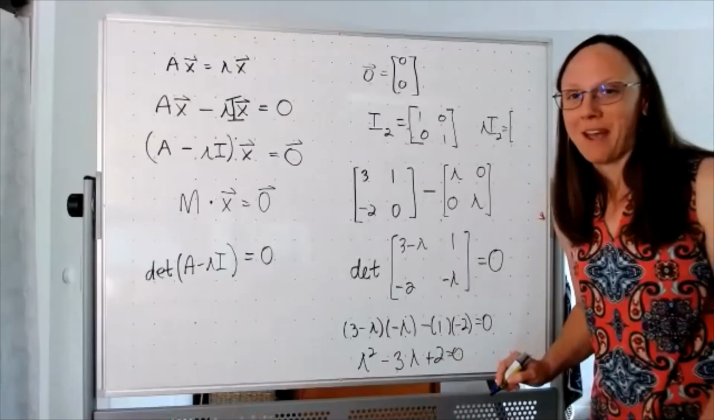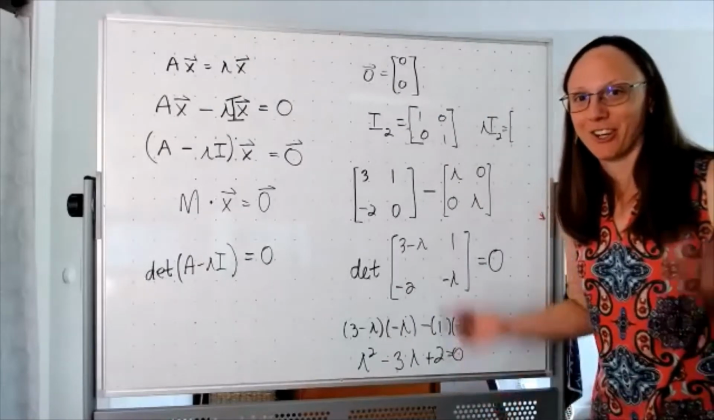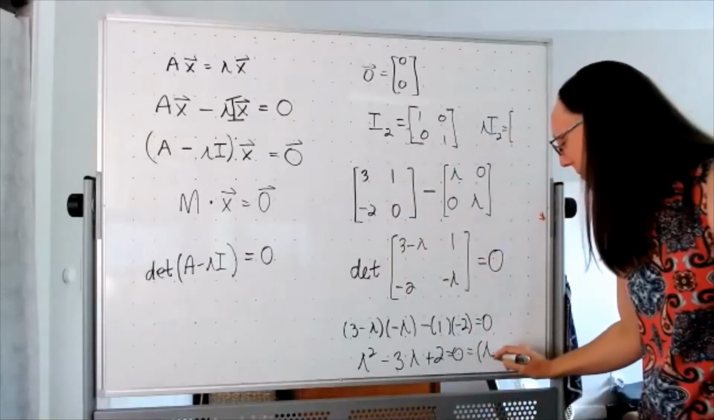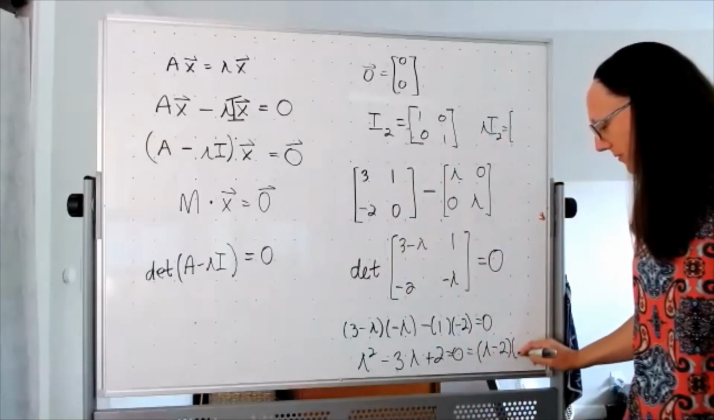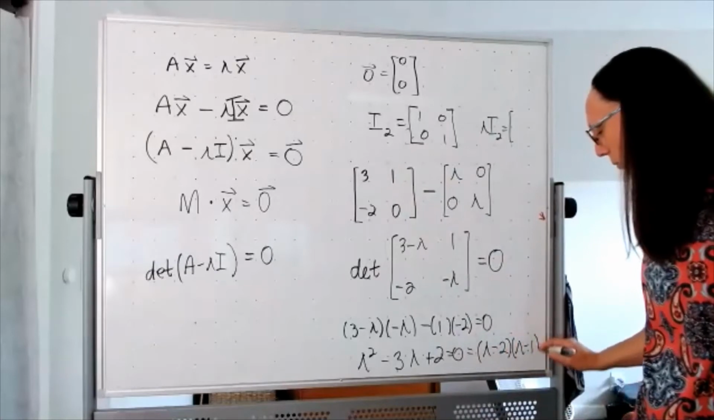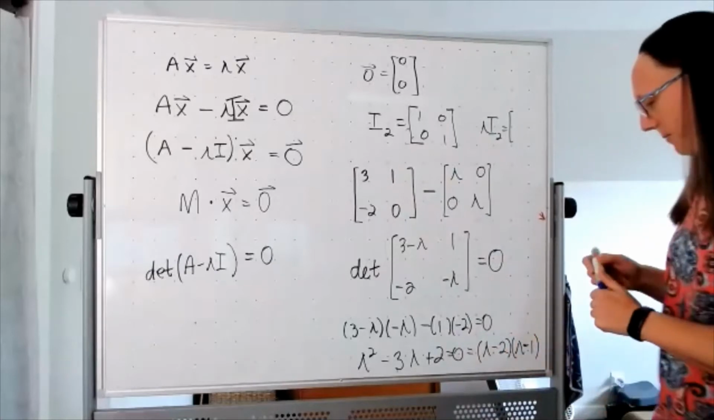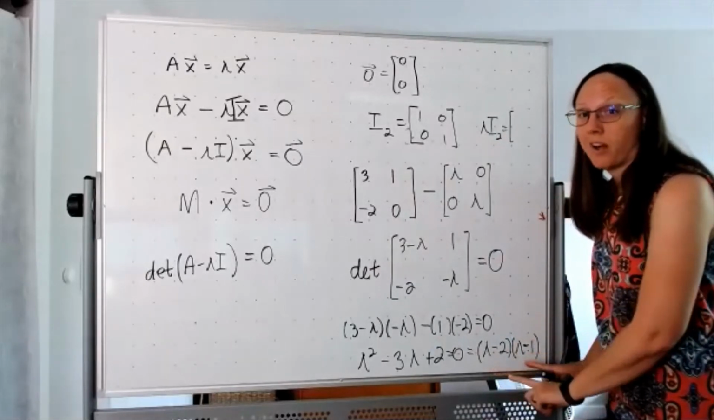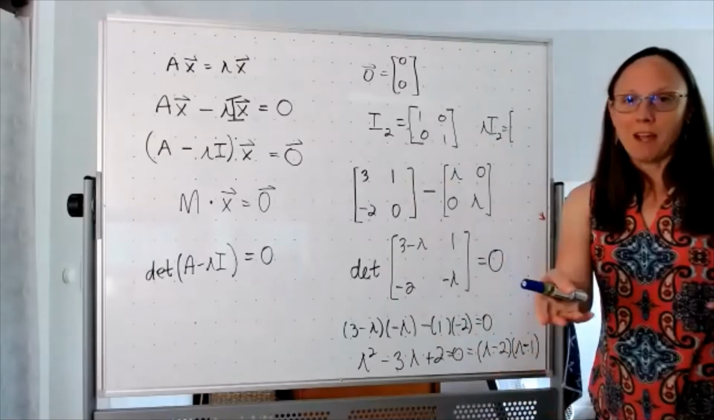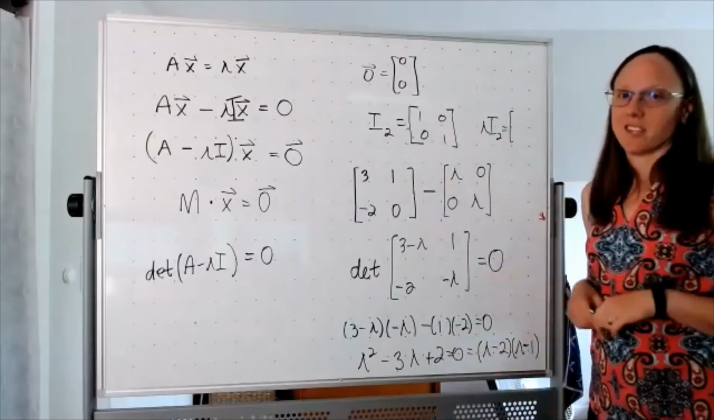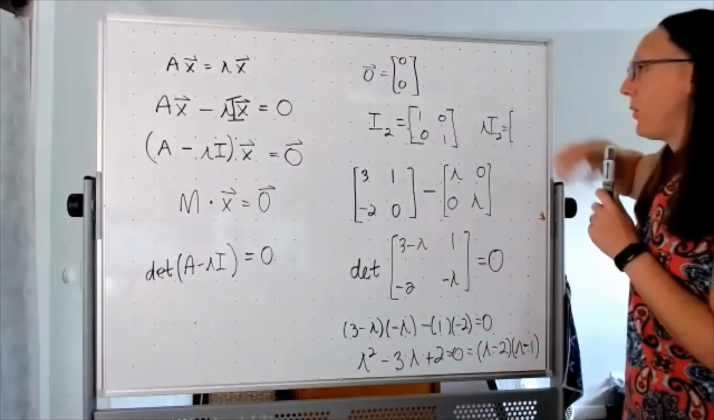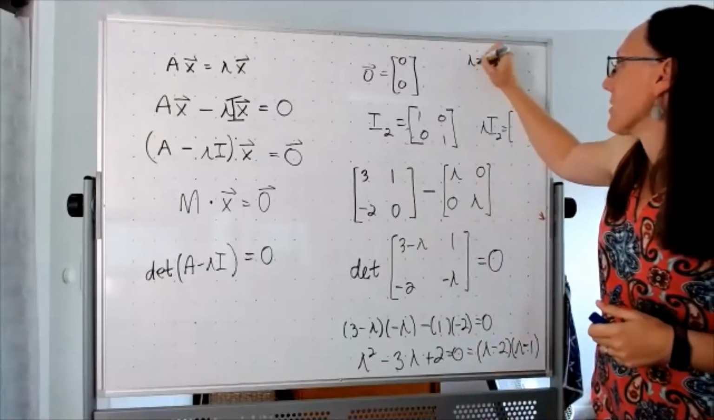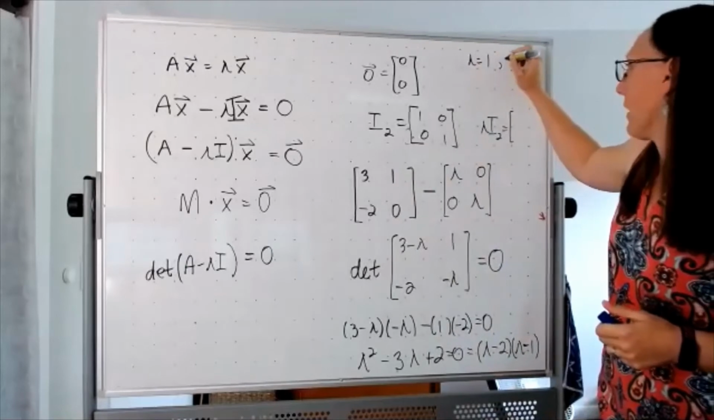And because I did the problem ahead of time, I gave us something that factored. Isn't that convenient? This factors as (lambda minus 2) times (lambda minus 1), which tells me that the two eigenvalues are 1 and 2, which matches what we did just a second ago. So I'm going to put up here somewhere in the corner that our two eigenvalues were 1 and 2.